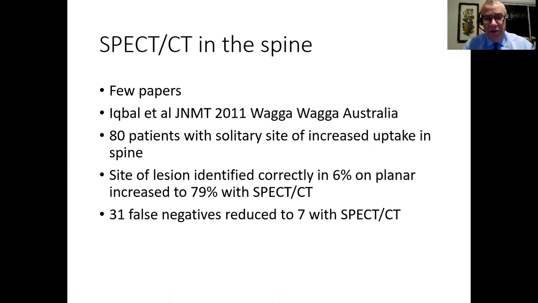SPECT-CT in the spine, again, there are a few papers. There's a paper in the JNMT from a place in Australia under the wonderful name of Wagga Wagga, which is an Aboriginal name. And they looked at 80 patients with solitary sites of increased uptake in the spine. What they did is they asked a panel of readers, nuclear medicine physicians, to read the scans and identify exactly where the uptake was. And on planar imaging, they just guessed, and they were about correct finally on 6%. But this increased nearly 80% with SPECT-CT.